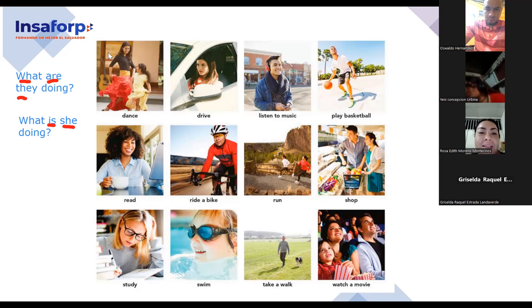Sería, what is she doing? She is studying. Studying, okay. Very good, okay. One more time. La question y luego answer, please. Okay. What is she doing? She is doing studying. No, sin el do, quítale el do. Okay. What is she doing? She is studying. Very good.